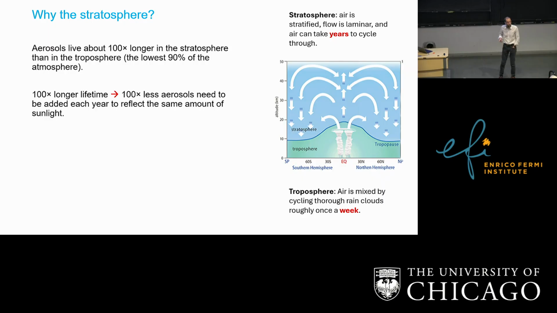So the lower atmosphere where we live is called the troposphere, and troposphere means turning sphere. In the lower atmosphere, the whole thing is turned over roughly once a week. Roughly once a week, all the air is brought up in some big rain cloud, and then it slowly sinks back down. And air is cycled through, and that means aerosols don't last very long.